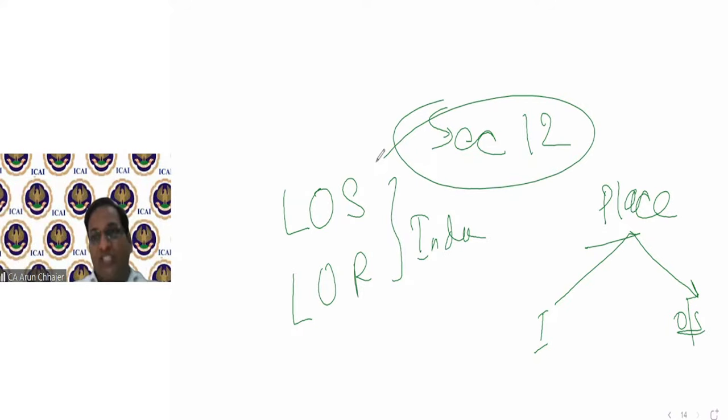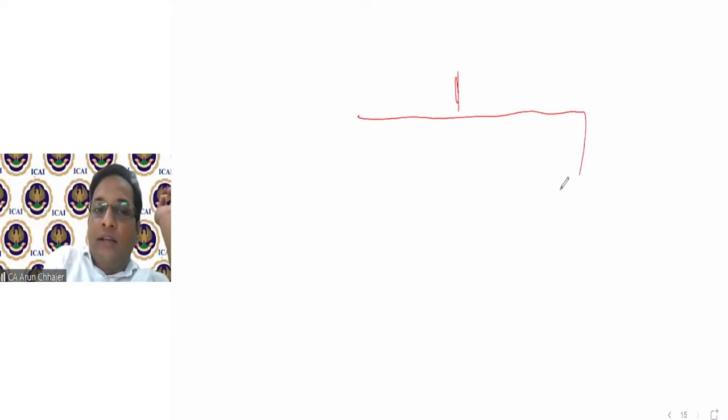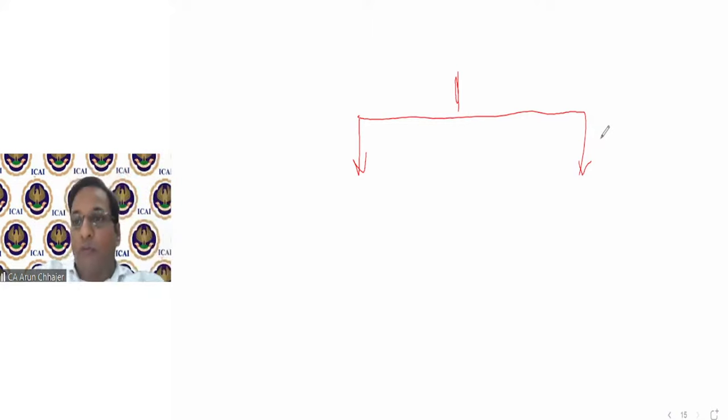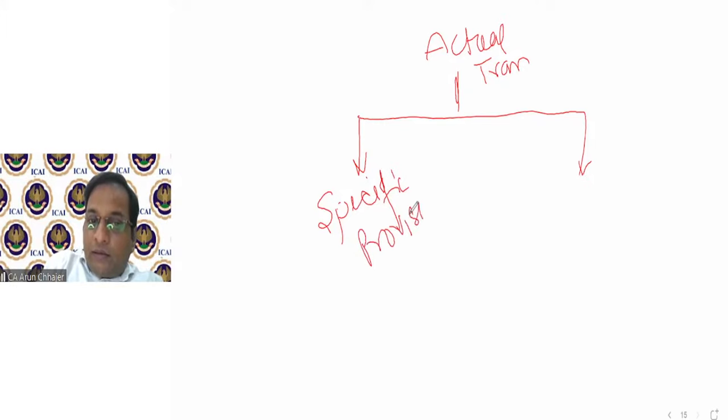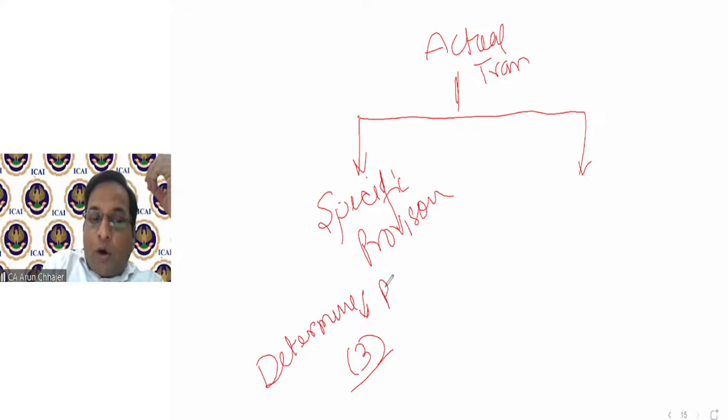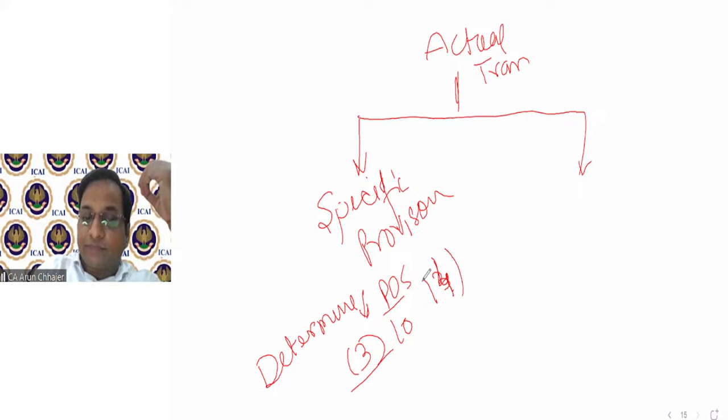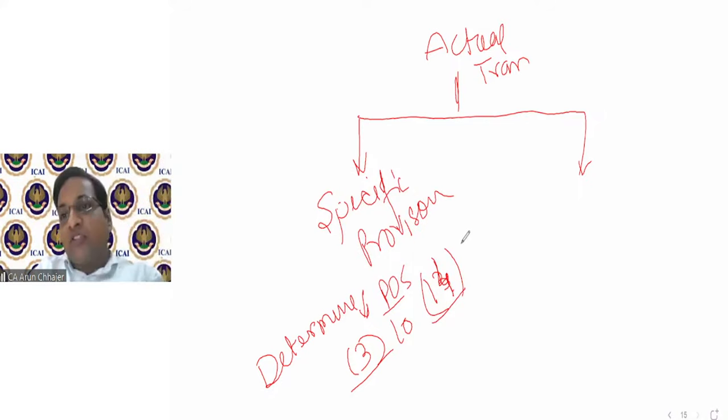Now, what is section 12? In section 12, there are two parts. Try to understand some concepts before starting. If your actual transaction is covered in a specific provision, then you will determine the place of supply according to the respective subsection. Subsection 3 to subsection 14 has a list of transactions.